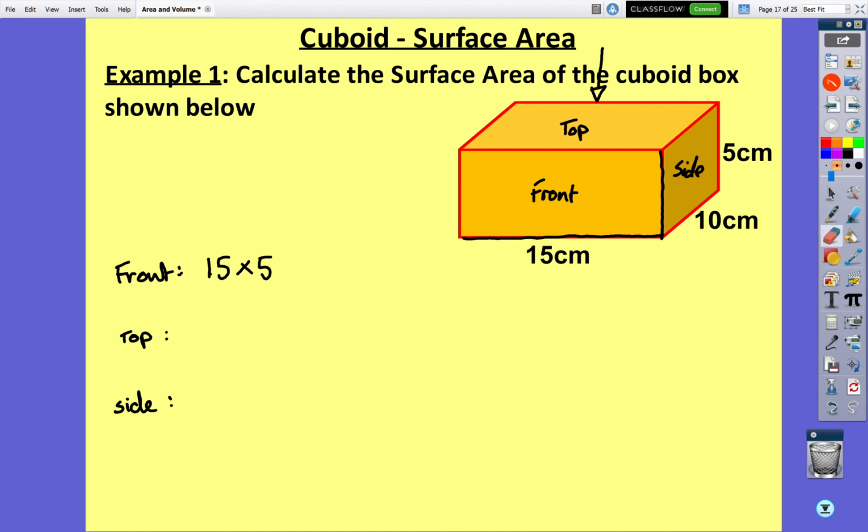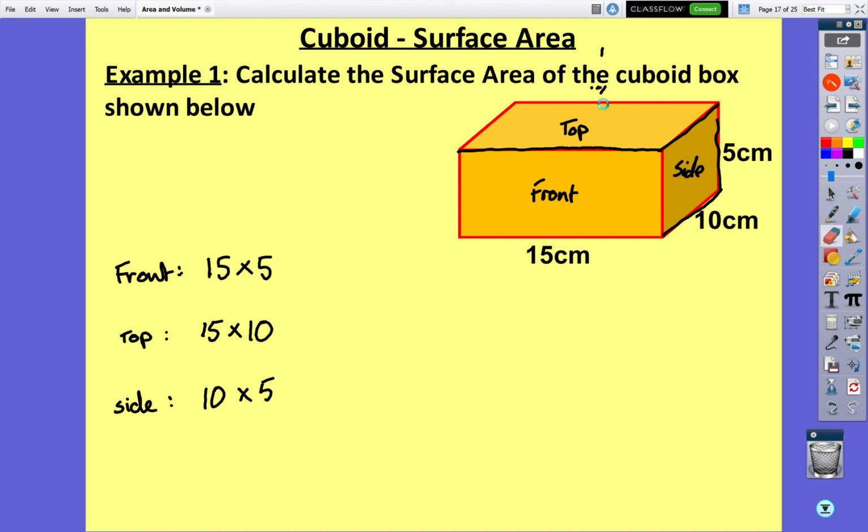Okay, the top, if I look down on it, is this length by this length. So if we look down on it, this is 15 and this is 10. So it'll be 15 times 10. And looking at the side is fairly straightforward, it's this by this, so it's 10 by 5.